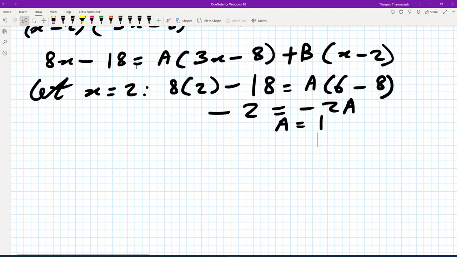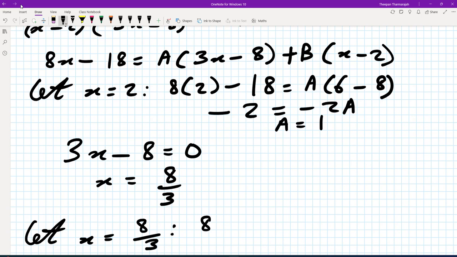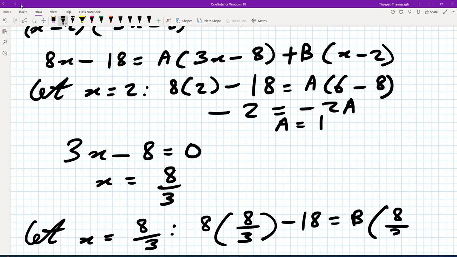And we want to make 3x minus 8 equals 0, as I showed in the previous example. So we can say x is going to be 8 over 3. So we're going to substitute that in. Let x equals 8 over 3. So we're going to get 8 times 8 over 3 minus 18 is b times 8 over 3 minus 2.